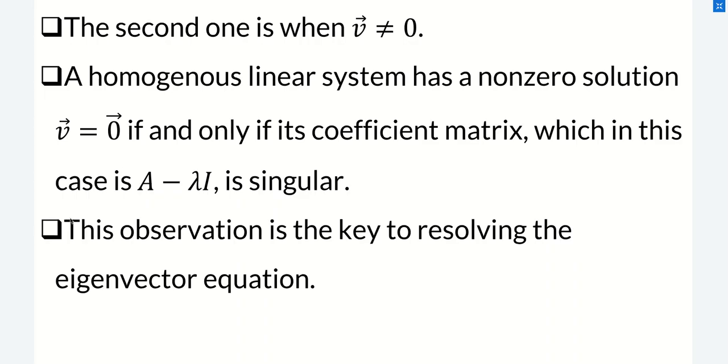So the second one, as I said, is when v is not equal to 0. Now, this is a homogeneous linear system, and it has a non-zero solution if and only if the coefficient matrix is singular.